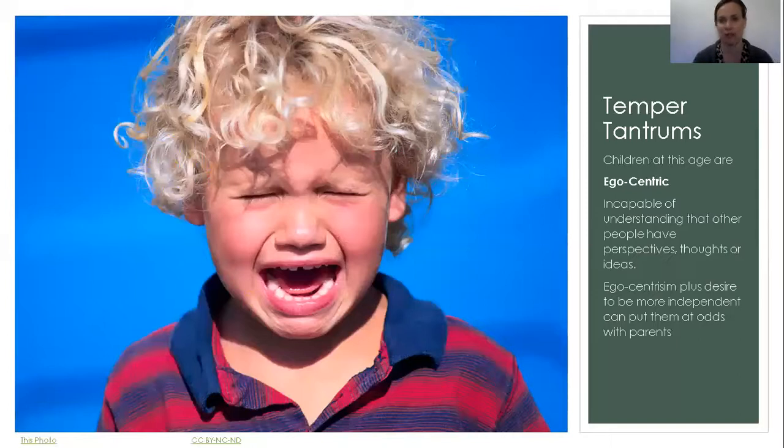Our little ones don't have this ability, and that's why it can be a really difficult age to work with in the classroom, or a difficult age to have at home. The terrible twos, those three-nagers, that type of stuff, because there's lots of temper tantrums. Because they are egocentric, they don't understand that other people have perspectives, plus the desire to be more independent puts them at odds with the parents.